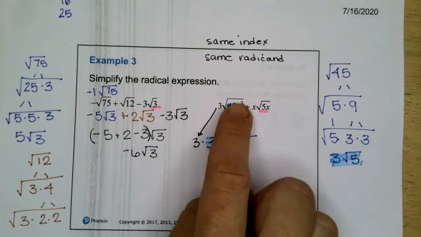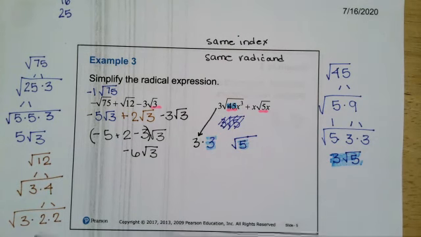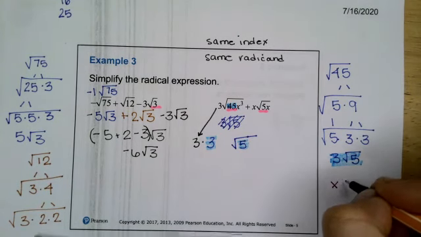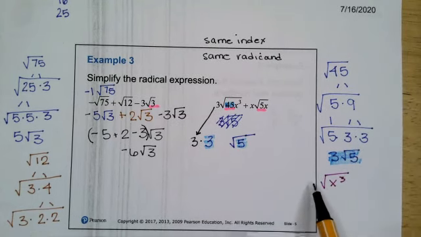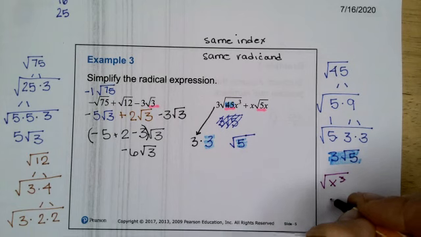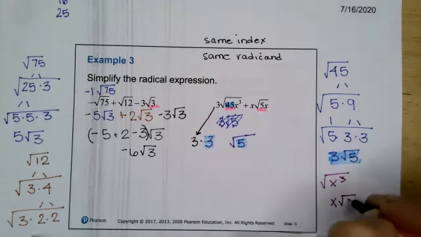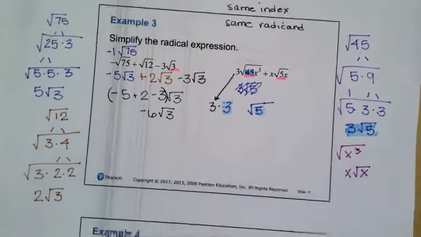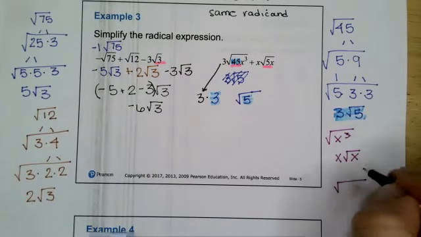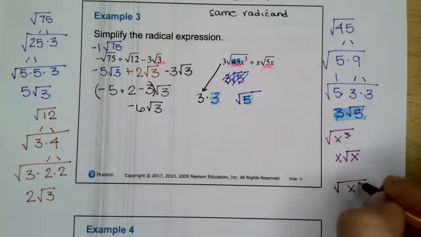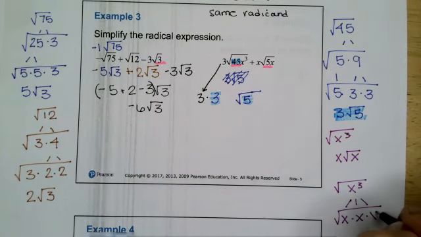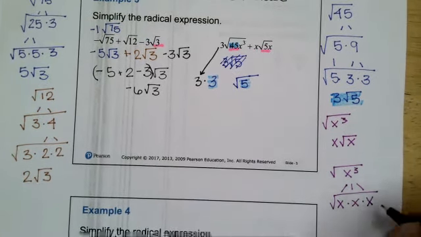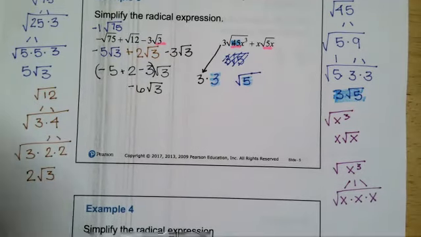Okay. Now we have the x cubed. x cubed, remember, if this is a 2, you can take that 3 and divide it by 2 and say 3 divided by 2 is 1x with a remainder of 1. Or you can say x cubed is the same as x times x times x, right? And the 2 x's can come out.